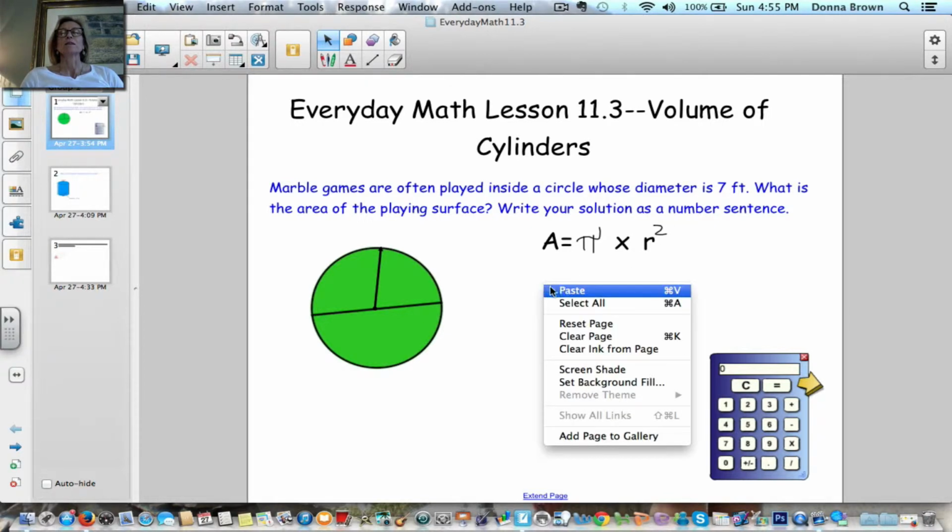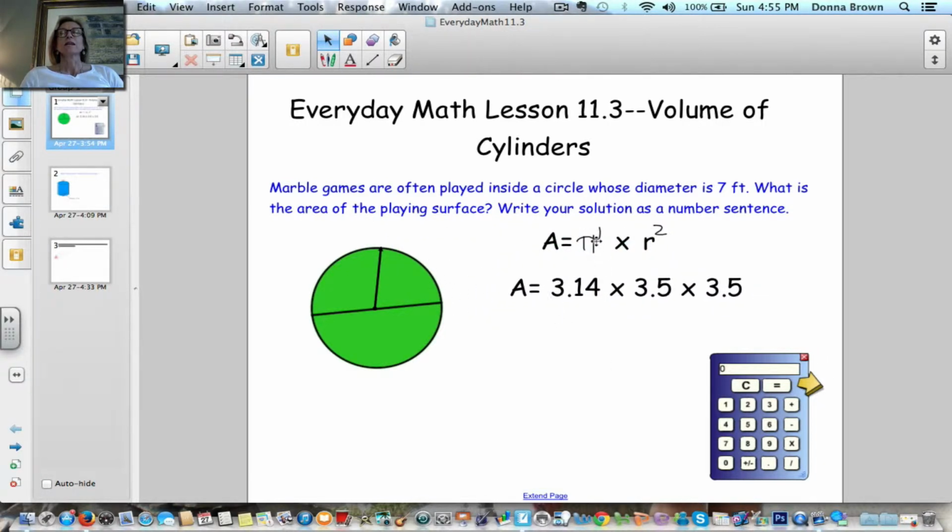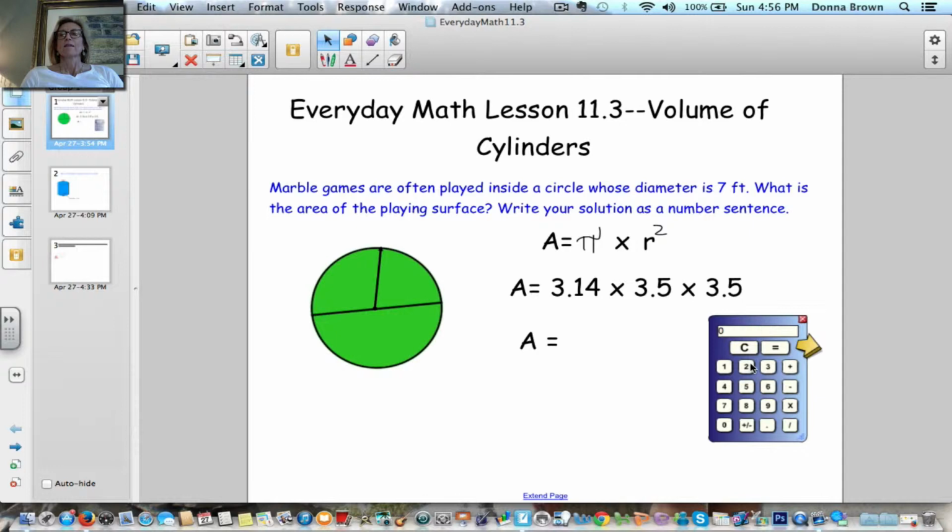So let's go ahead and plug in how we would write this out. So it would look like this. A equals, and we know what pi is, so we're going to use the approximation of 3.14, and then we're going to multiply 3.5 times 3.5 because that means the same as the radius squared, or the radius to the second power. Alright, so let's go ahead. I'm just going to put A equals, and then let's just use this calculator and figure it out. So let's see here. 3.14 times 3.5 times 3.5. And I get 38.465.